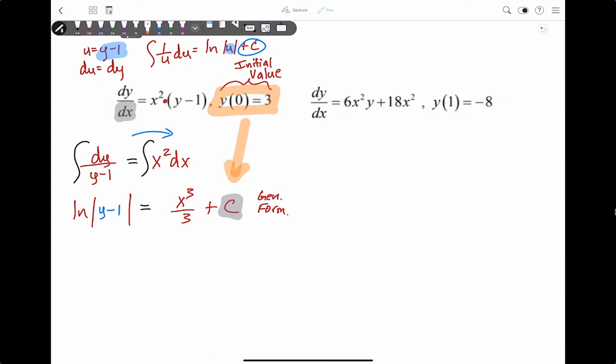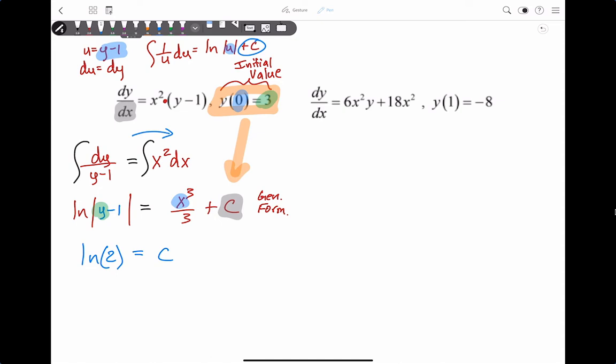Okay, and the way we're going to do that is we're going to go ahead and plug in our x value of 0, and we're going to plug in our y value of 3. So when I plug in, 3 minus 1 is 2. The absolute value of that is still 2, so we have the natural log of 2. And then this is going to be 0 plus c. So we're just going to say c is natural log of 2, okay?